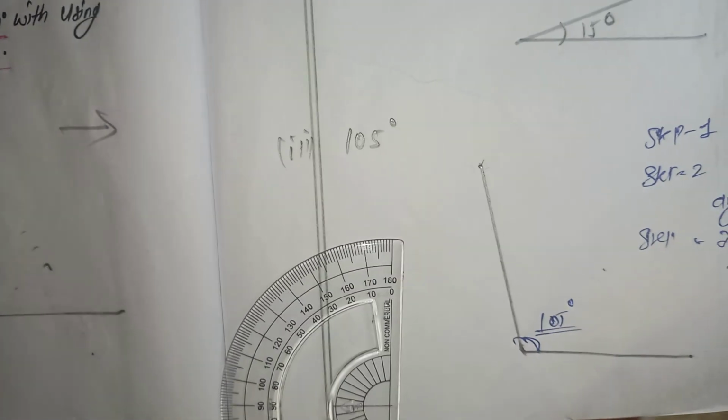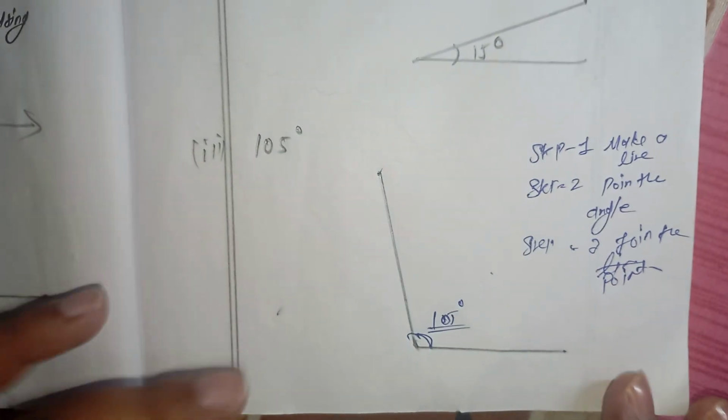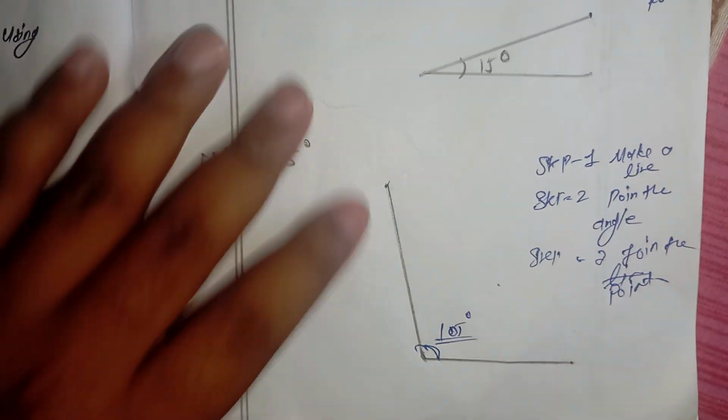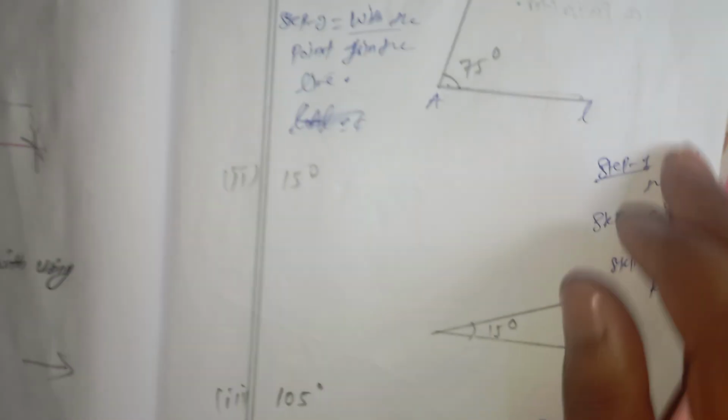Over. Generally you can do it like that. This is the third question. I hope this one is clear. You can write these steps like that.